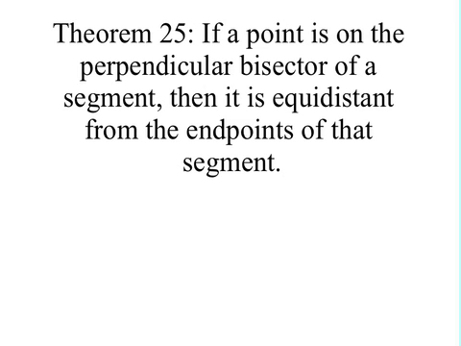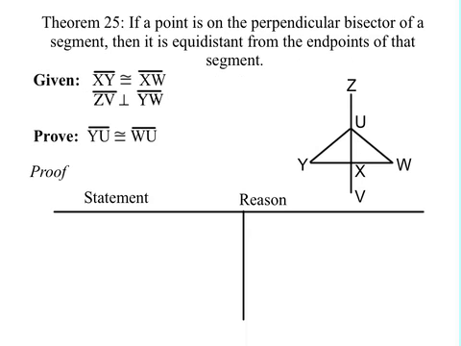And here's a theorem very closely related to the equidistant theorem. If a point is on the perpendicular bisector of a segment, then it is equidistant from the endpoints of that segment. Well, let's set up and look at that proof. The two givens combined tell us that ZV is the perpendicular bisector of YW. And then we use those givens to mark what they tell us, as shown, that XY is congruent to XW, and that the perpendicular lines form right angles.